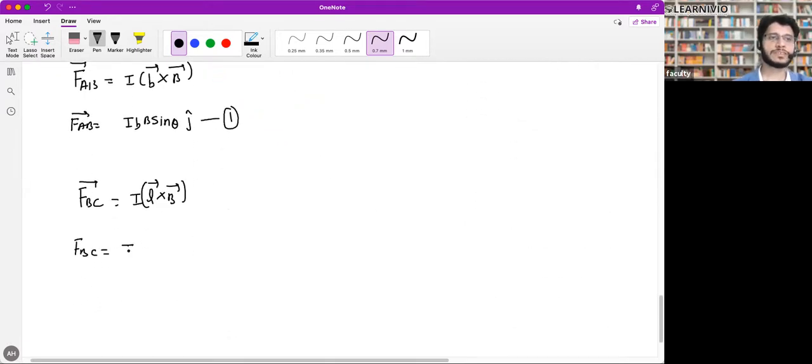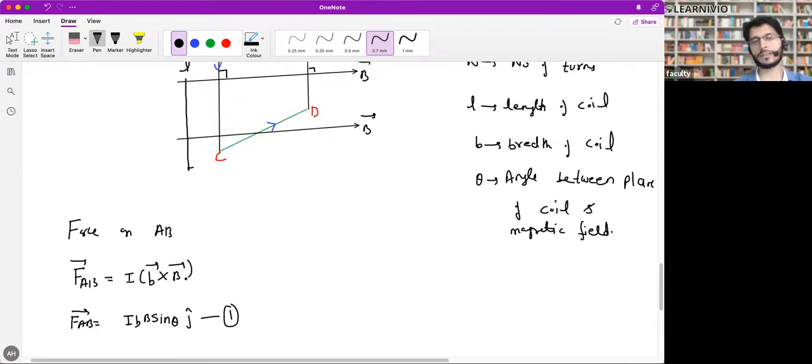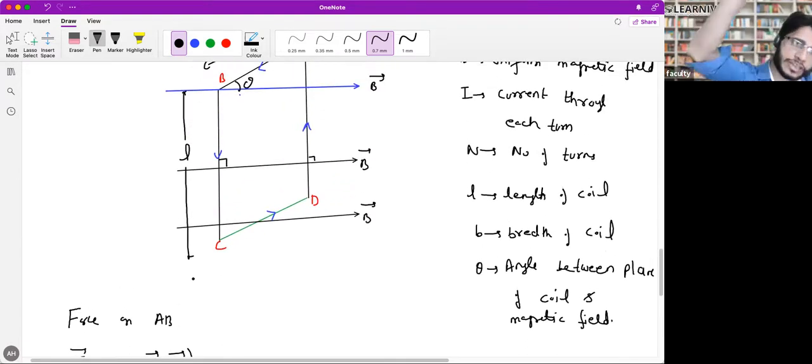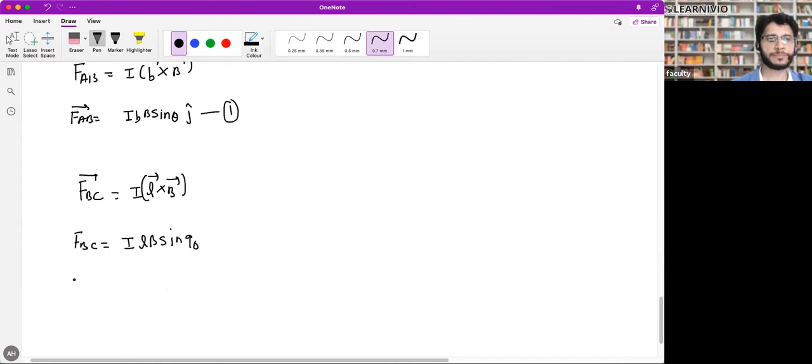So FBC is ILB sine 90. When you apply the right hand thumb rule, take your finger, put it in the downwards direction, and then curl it horizontally. The thumb will come outwards. Outwards means K cap. So you can write this as FBC is ILB K cap.